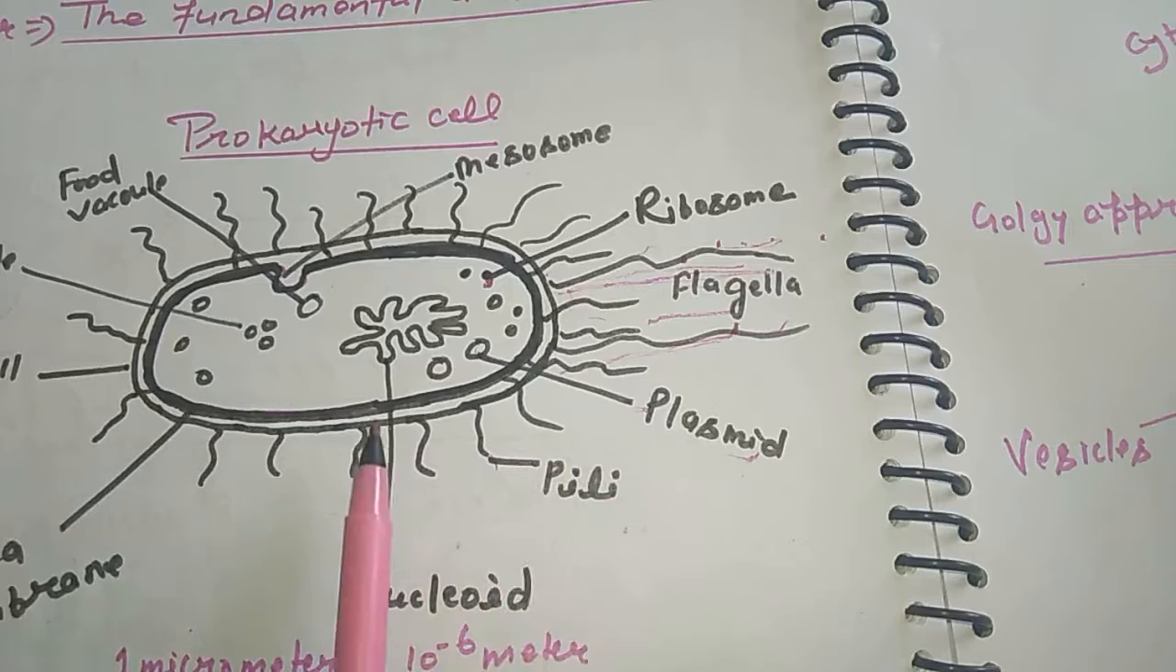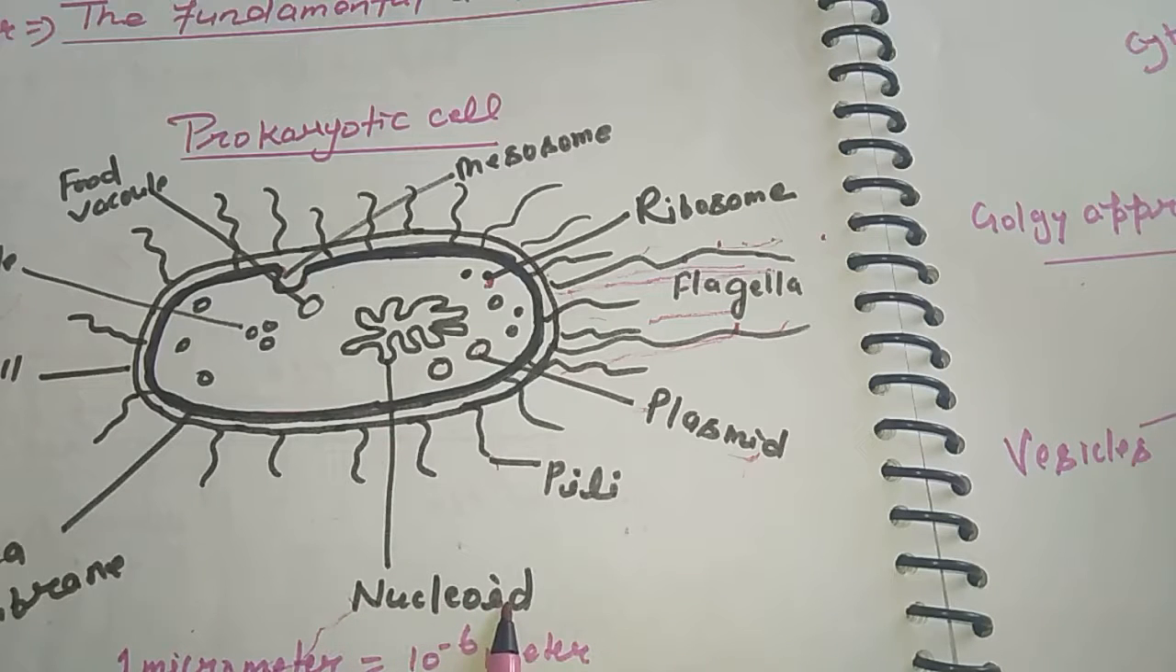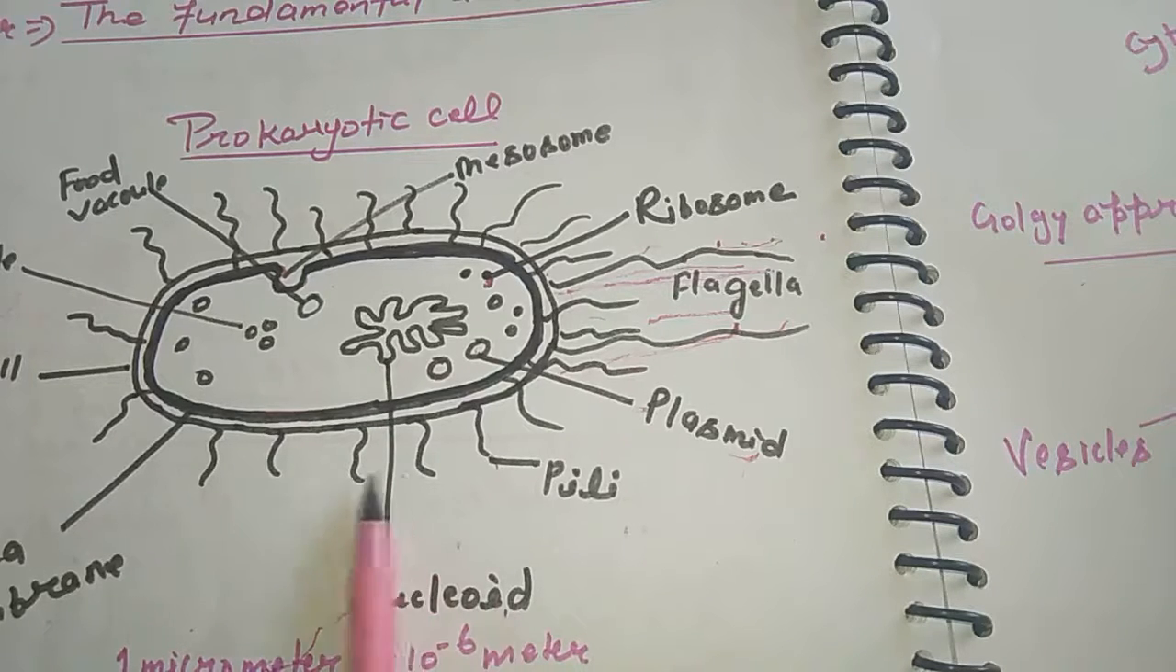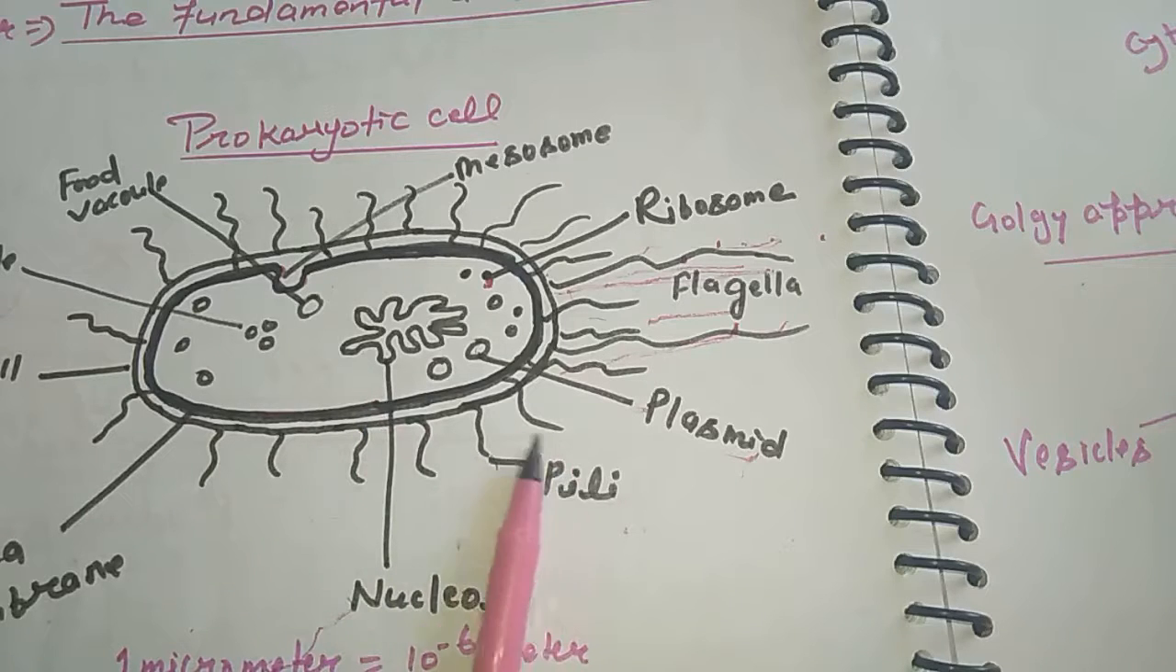Now this is nucleoid. So the spelling of nucleoid is N-U-C-L-E-O-I-D. But in the case of the eukaryotic cell we call it nucleus, while in the case of the prokaryotic cell we call it nucleoid. The nucleoid is a term associated with the prokaryotic cell, while the nucleus term is associated with the eukaryotic cell.